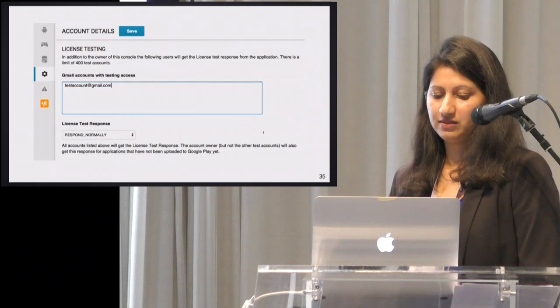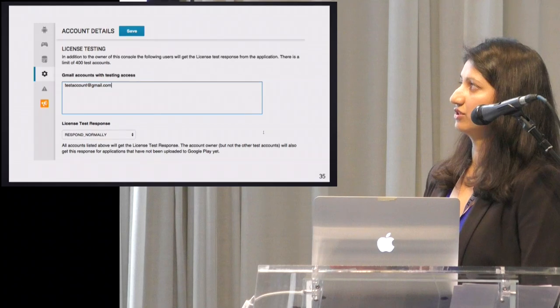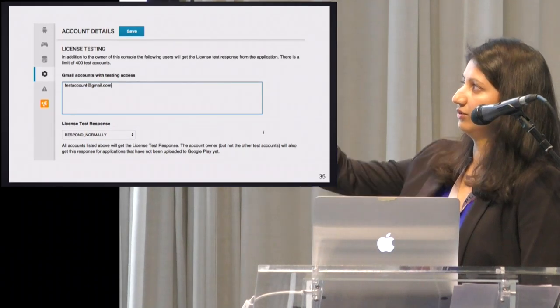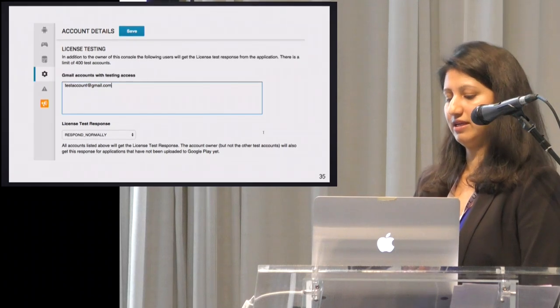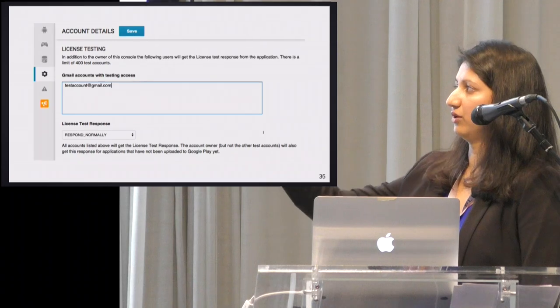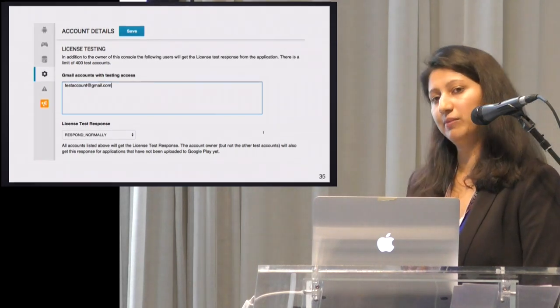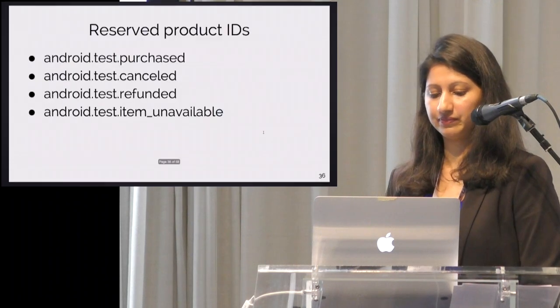Now, this is how you would go about setting up licensed test users. Just go into Gmail, into the settings, and add in a Gmail account for that test user. Hit save. You can decide in this drop down whether you want your server to respond normally or if you want it to say server failure or something like that.